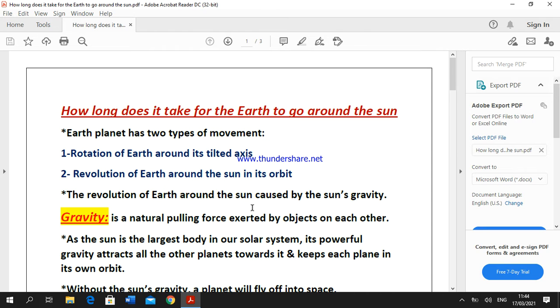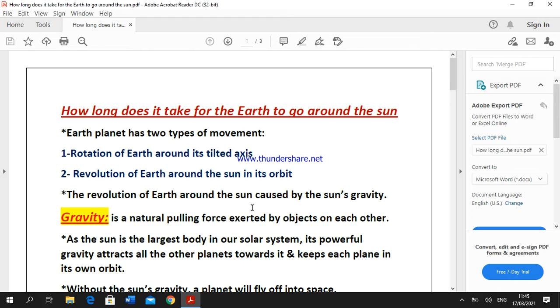We take an example, planet Earth. Earth has two types of movement, rotation and revolution, okay? Rotation of the Earth means the spinning of the Earth around its tilted axis, and the time taken by Earth to make one complete rotation around its tilted axis is known as a day, okay? So Earth takes about 24 hours to complete one rotation around its tilted axis, and this causes the sequence of day and night.